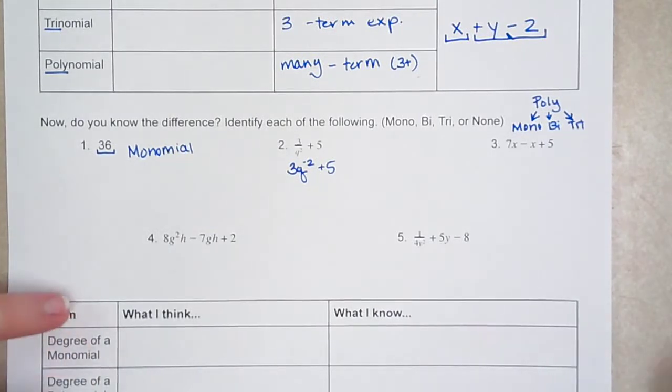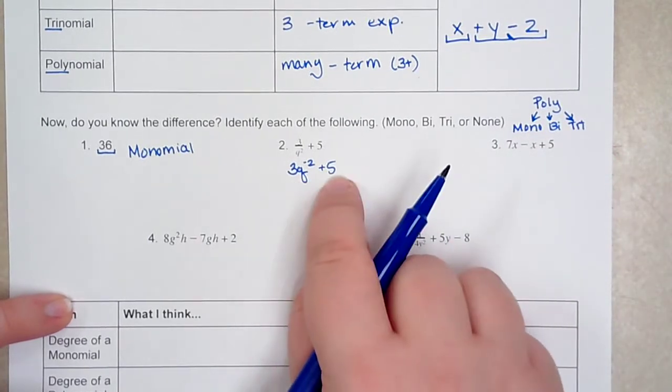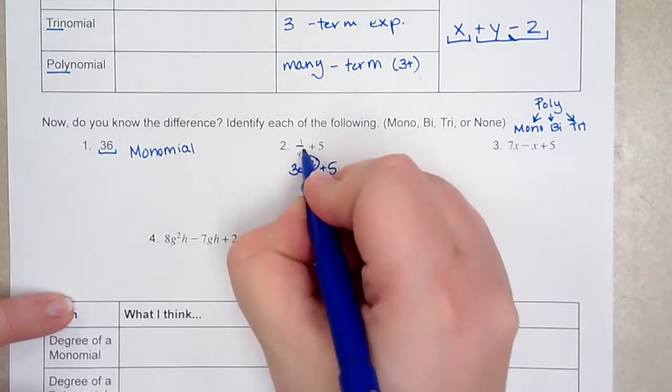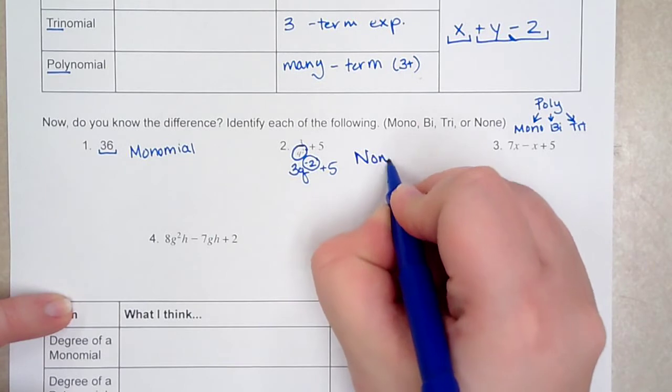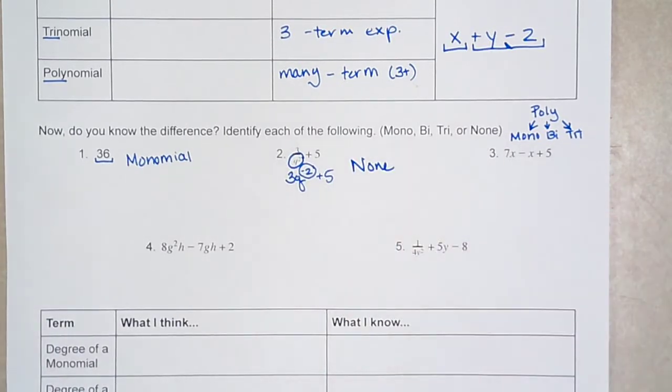And even in simplified form, this is not any of the following. You'd think that it was a binomial, but due to this negative term on top, or this division on the bottom, this is none. This is not any of the following. We have to have no negative exponents and no variables in that denominator.